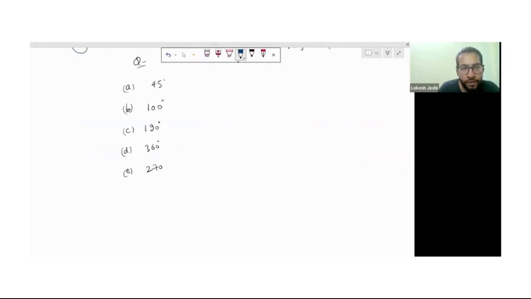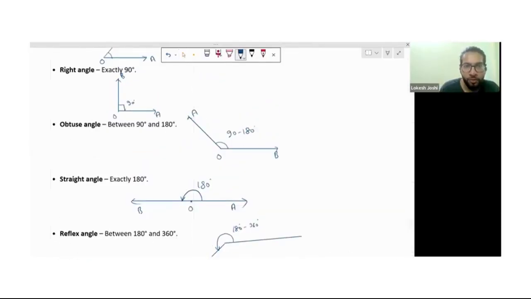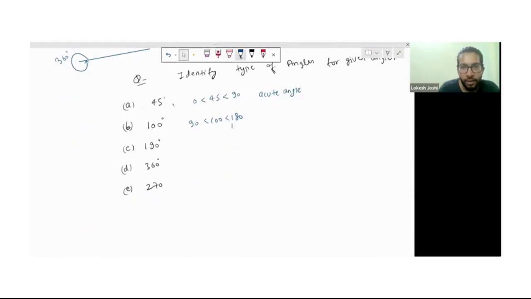Okay, so for the first one, 45, we can write as 45 strictly less than 90 and greater than 0. So we can say it's acute angle. Now for second one, which is 100 degree, we can say it is greater than 90 and less than 180. Now look from the above, which I have mentioned there. It's what type of angle? So for between 90 and 180, we can say it's obtuse angle. So we have to write there it's obtuse angle.